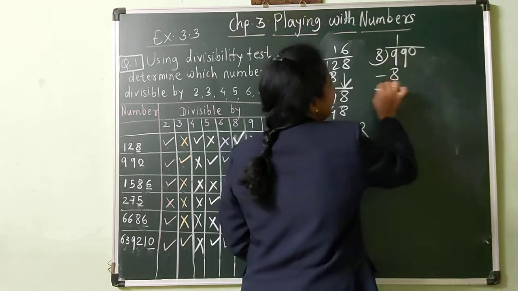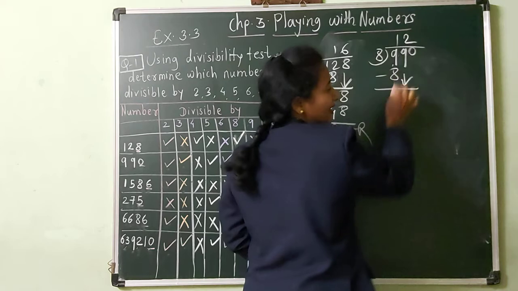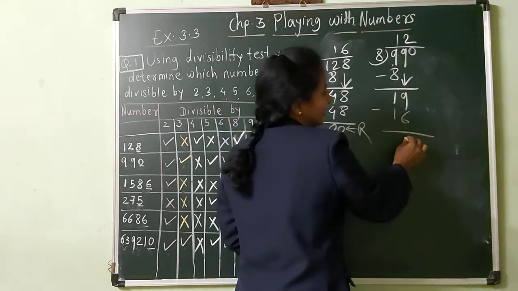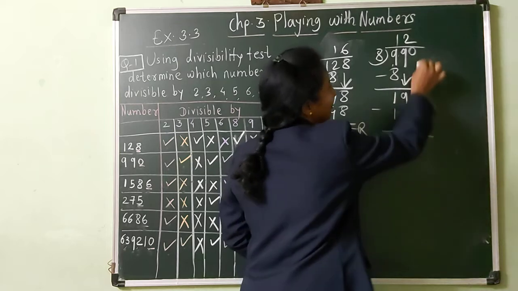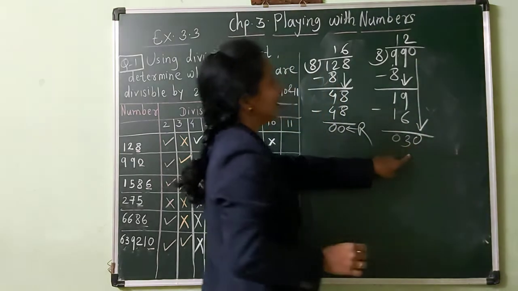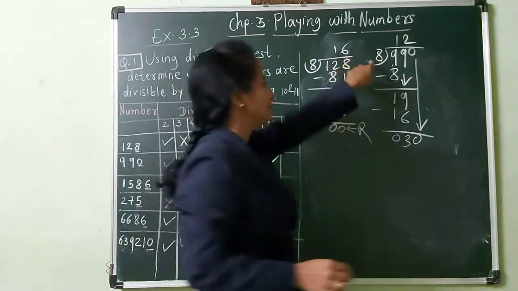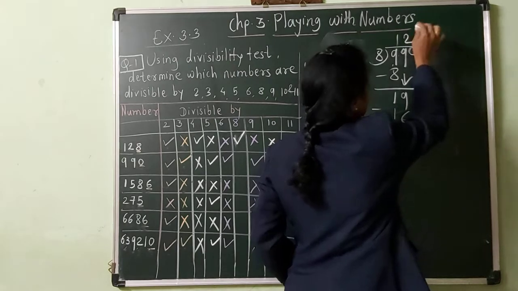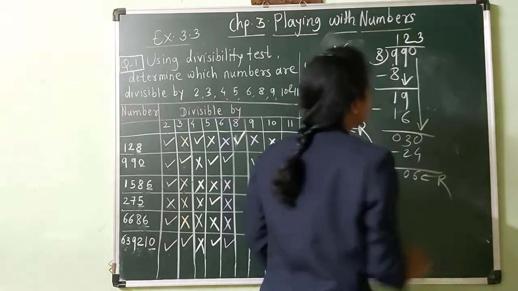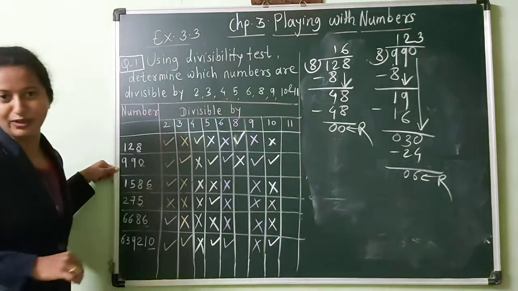8 ones are 8. 9 minus 8, 1. Bring down this 9. 8 2s are 16. 9 minus 6, 3. 1 minus 1, 0. Bring down this 0 here. Now check 8 4s are 32. 8 3s are 24. So 30 minus 24. Here you will get remainder as a 6. So 990 is not divisible by 8.